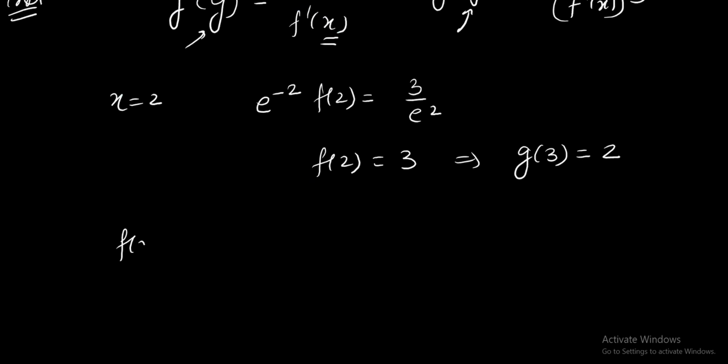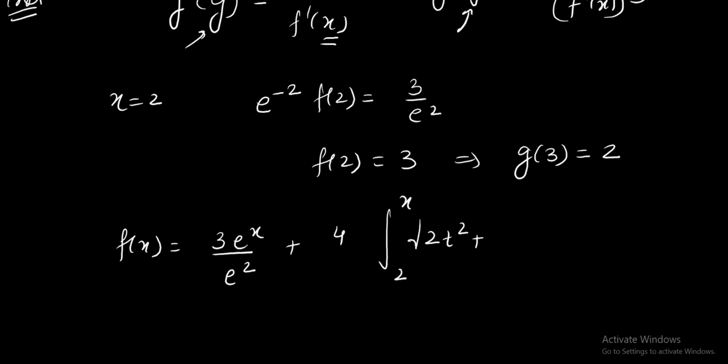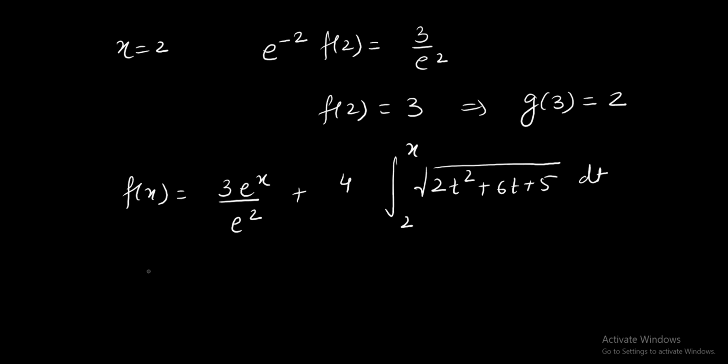हमारे पास जो function f of x given है, that is actually 3 e power x upon e का square plus 4 integral 2 to x root over 2t square plus 6t plus 5 dt. Correct? This is how we can write it. अभी डिफरेंशिएट करना शुरू करिए, सेकेंड ऑर्डर डेरिवेटिव तक जाना है.